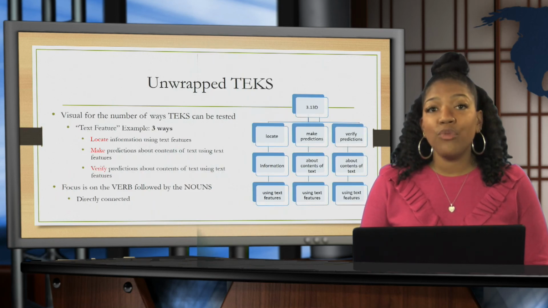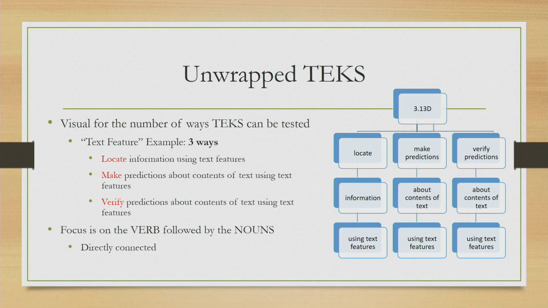So let's take a look at unwrapping the TEK a little deeper. For visual, I want you to visualize the number of ways that the TEK can be tested. So with our example about text features, it can actually be tested in three different ways: by locating the information using text features, by making predictions about contents of text using text features, and by verifying those predictions about contents of text using text features. So once again, if you focus on the verb first and then follow it with the nouns, you'll see that everything is directly connected and that there's three different ways you can test that one particular TEK.